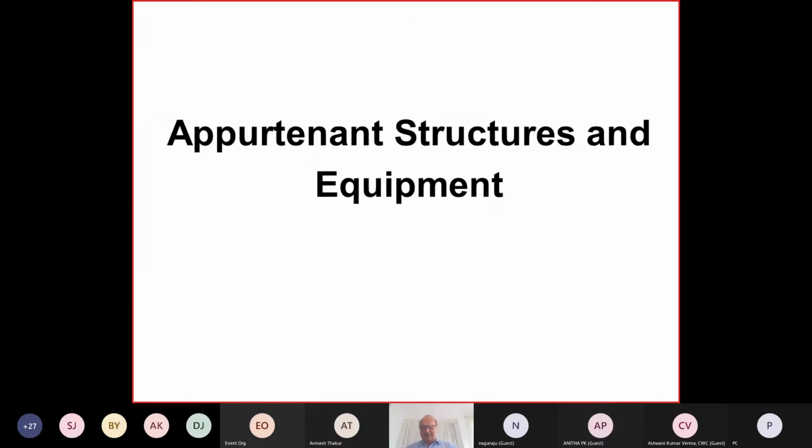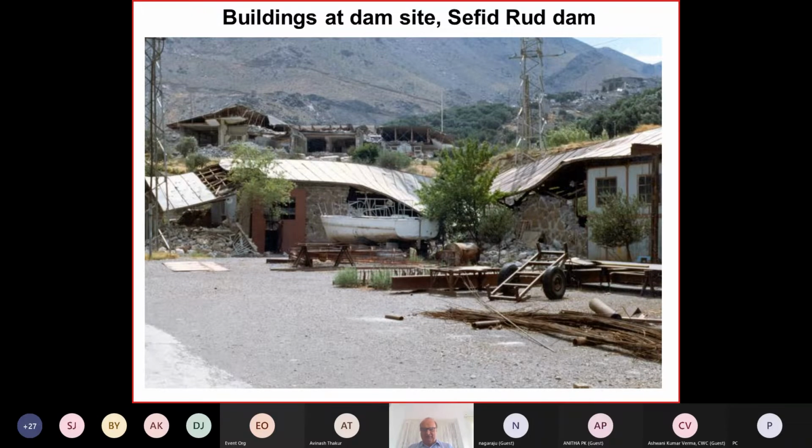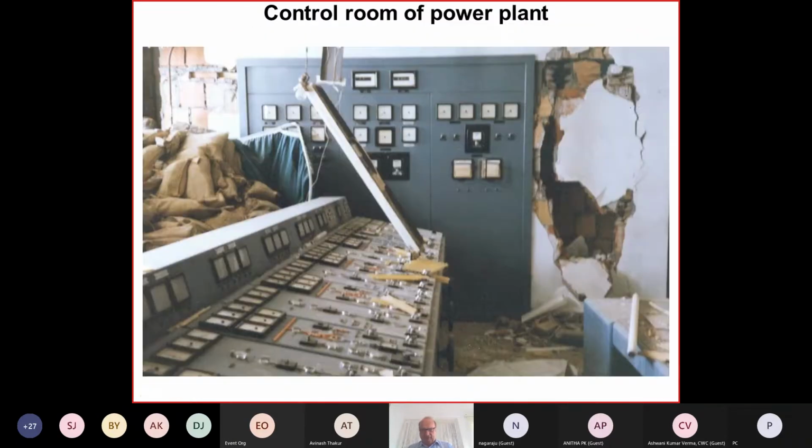Appurtenant structures and equipment. Okay, this is again a safety issue. In all power plants, you know in India you have colonies, I think is the name. Here, I don't know how they call it in Iran, but they also have a number of buildings with people living here upstream in villages, but they are not designed for the same seismic effects as the dam. And you see here, during that earthquake, these buildings basically were all destroyed.